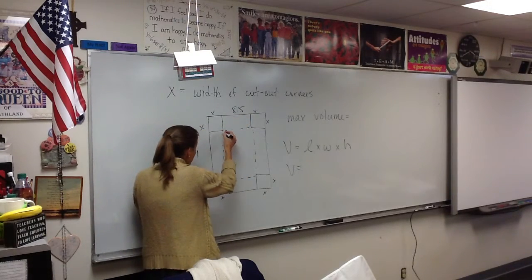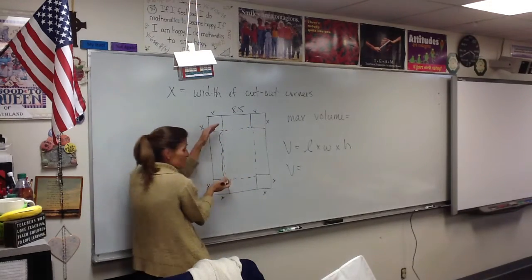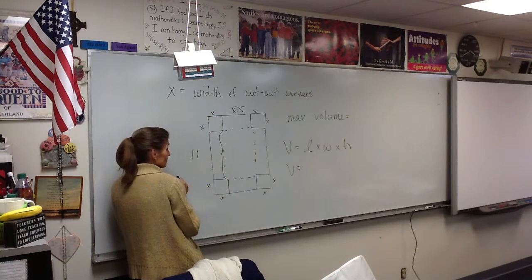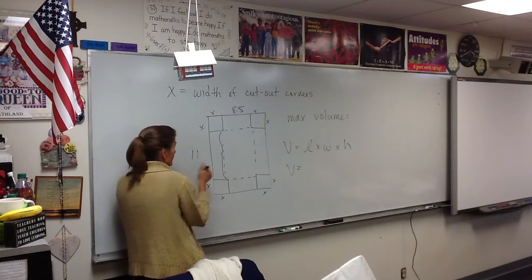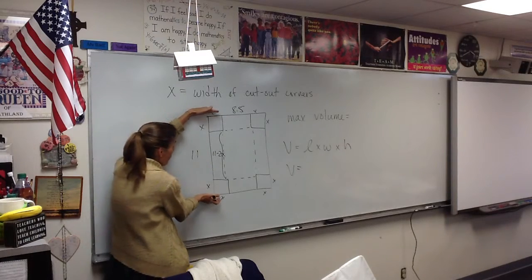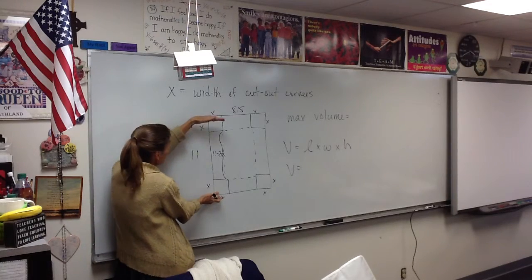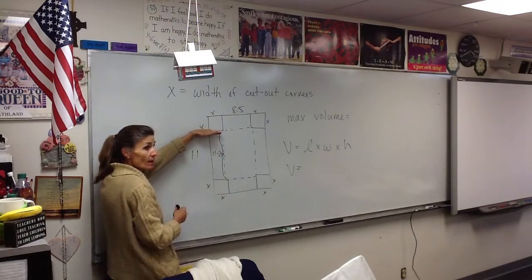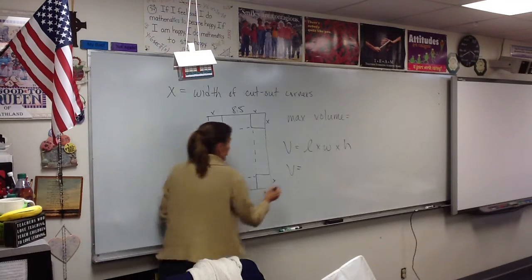Now, this would be the length of the box, wouldn't it? And how long is that? We don't know, but we can express it. 11 minus 2x. Because the whole paper was 11, but you chopped off an x and an x here, so this is 11 minus 2x. That's our length.